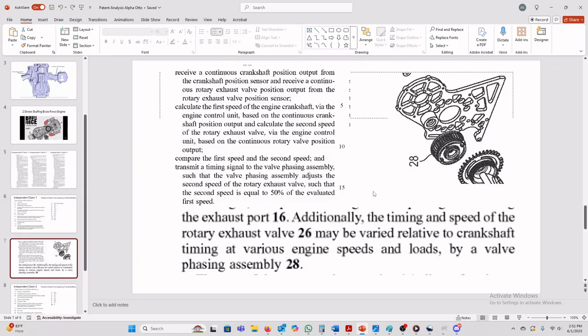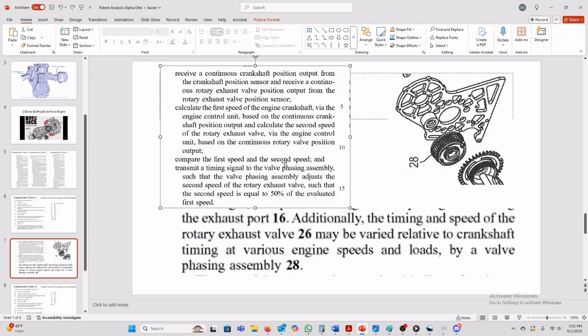And unless there's a lot of slop in the belt or there's some other reason that you're having trouble, I don't see any need to be doing control mechanisms to adjust. So here's the diagram for that valve phasing assembly, and where they talk about it in the actual patent language, saying variable timing engine speeds and loads by a valve phasing assembly. So my guess is they were originally describing this with respect to the ability to phase to change your timing. That would make more sense.